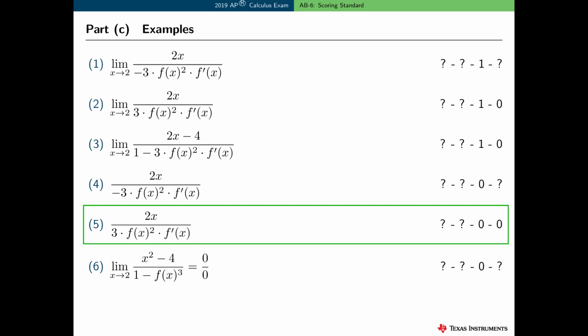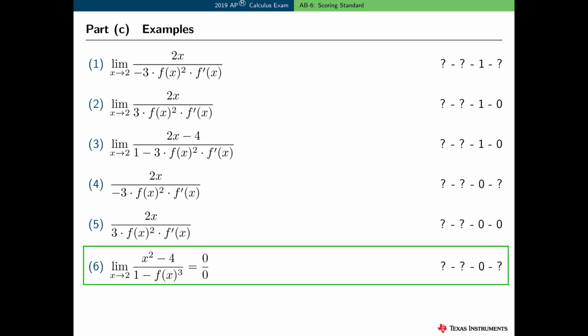In example 5, there is no limit notation. The derivative in the denominator is incorrect. So this does not earn the third or the fourth point. And in example 6, the student has used bad notation. So they don't earn the third point, but they could go on to earn the fourth.